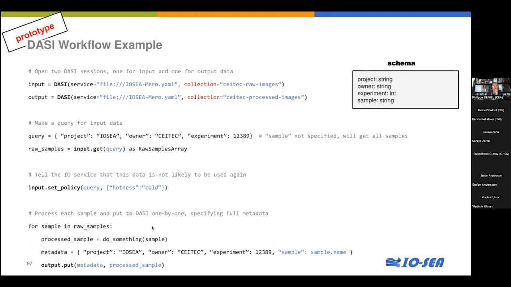So this is a more concrete example. When you have this query, it's still the Python interface. You first open the DAISY service, set up a query, and set up an IO policy, which helps in defining the kind of behavior you want. You remember the temperature we had at the beginning. So we can use that to set up a policy defining the kind of access we want to the data, and we can inform the storage system that the data is supposed to be hot or cold. And put your data with the related metadata, which is defined as this Python object.